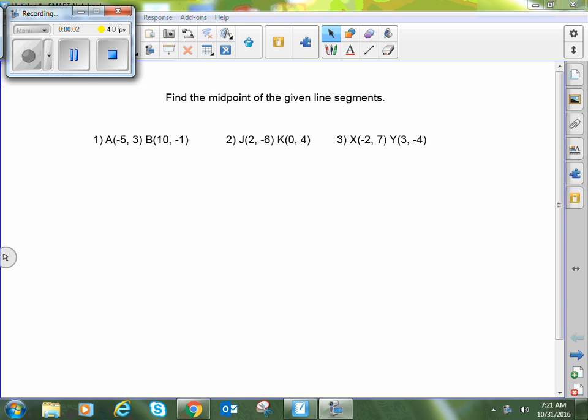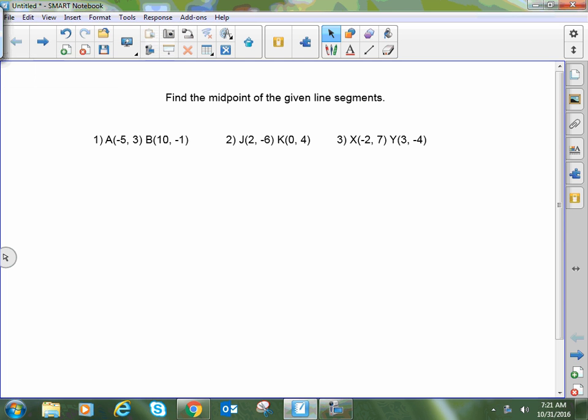Hey everybody, Mr. Piercy here with some example problems on how to use the midpoint formula. So the midpoint formula, as we showed in the investigation, was how to find the exact middle between 2 points.